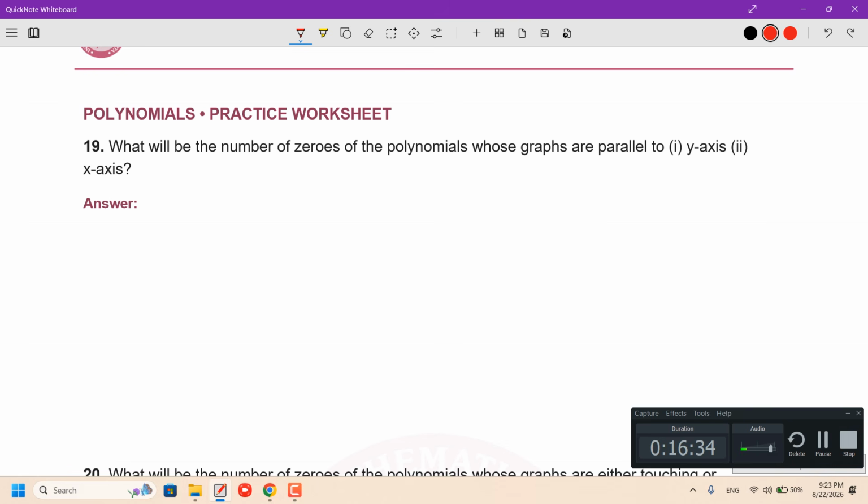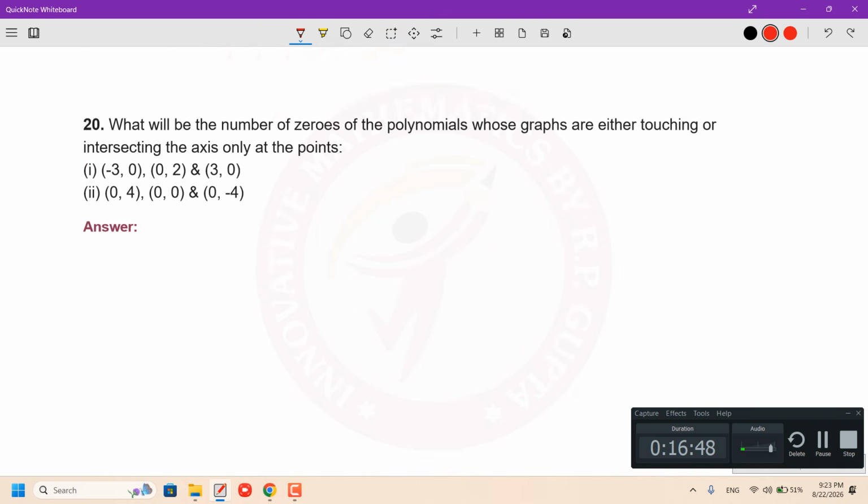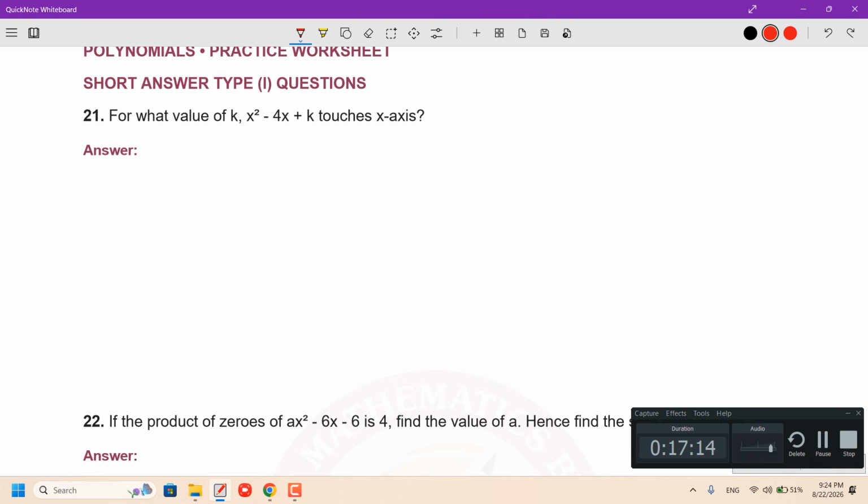What will be the number of zeros in the polynomial whose graph is parallel to the y-axis and x-axis? The graph is saying the number of zeros is infinite. Okay, what will be the number of zeros of the polynomial whose graph is touching? See, in this it is touching at 3, so intersecting the axis, so there are 3 zeros. And in this, 0, 4 and minus 4, here also there are 3 zeros. For what value of k does this touch the x-axis? We will have to draw the graph and tell. Okay, touches the x-axis.